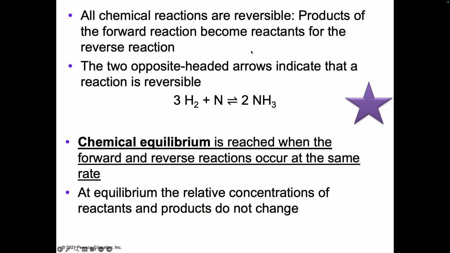All chemical reactions are reversible. Products of the forward reaction can become reactants of the reverse reaction. The 2 opposite-headed arrows indicate that a reaction is reversible, just like so. Chemical equilibrium is reached when the forward and reverse reactions occur at the same time or at the same rate. And at equilibrium, the relative concentrations of reactants and products do not change.